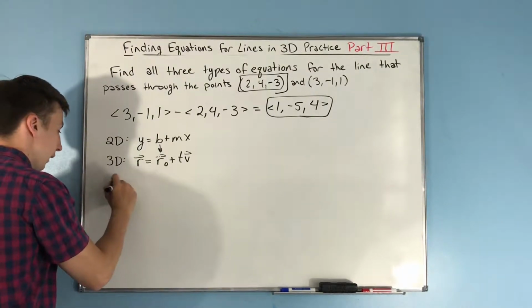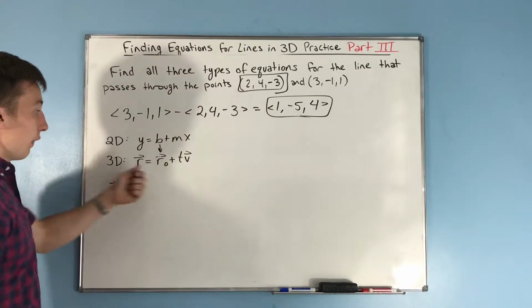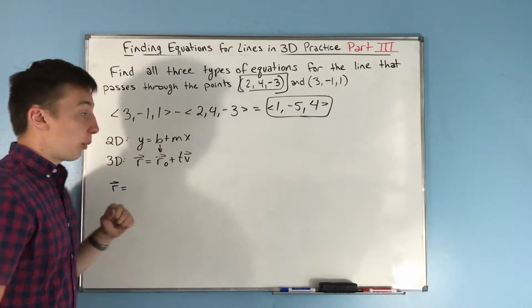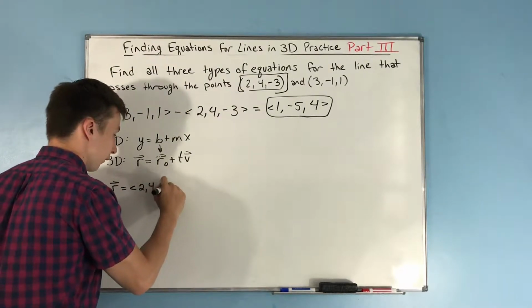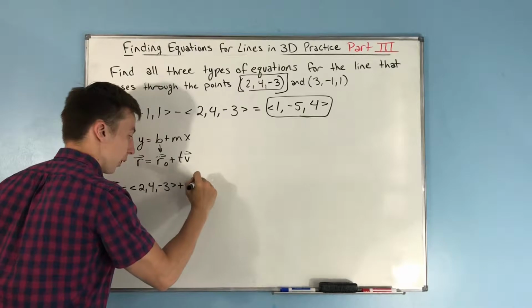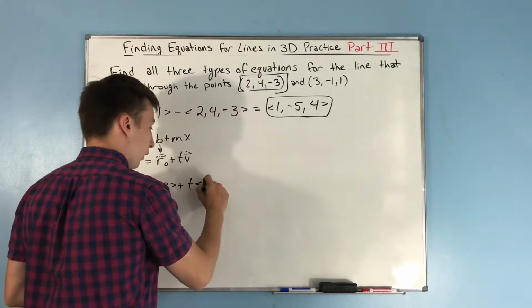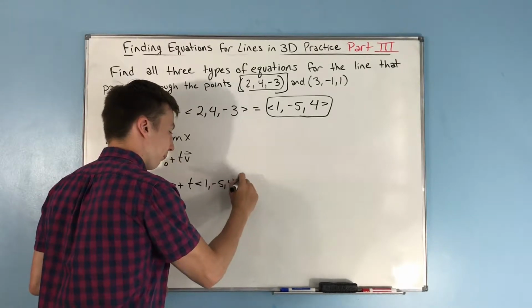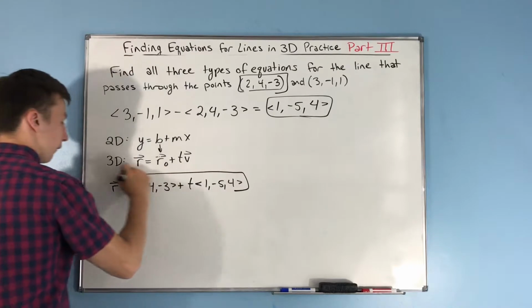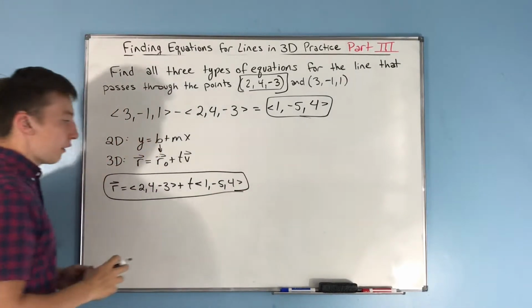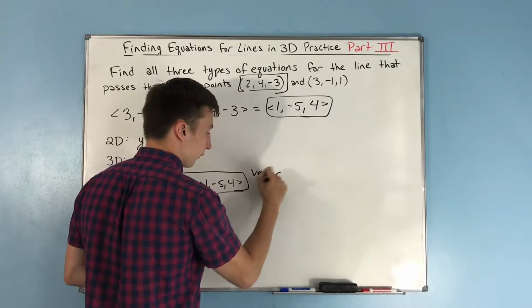So we just plug these things in, and we get our vector equation. r equals r naught, our known point (2, 4, -3), plus the parameter t times our direction vector (1, -5, 4). This right here is our completed vector equation. You can even write here, vector equation.